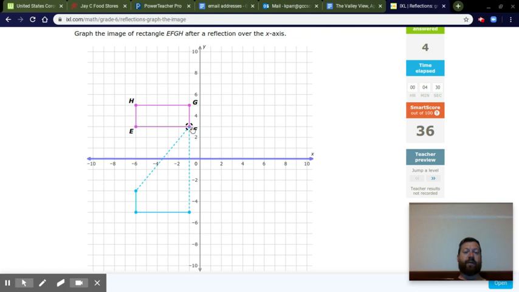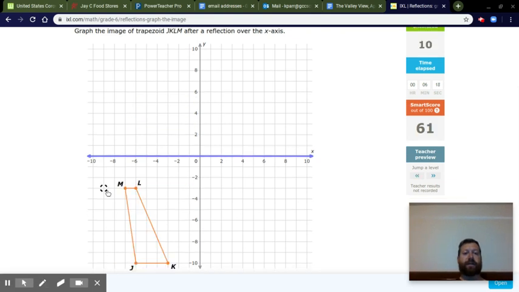And then my last point is going to be 1, 2, 3 away. And when we do this, every time you should get an identical image across. So you can see that I have the same rectangular shape. It's just moved across the x-axis.